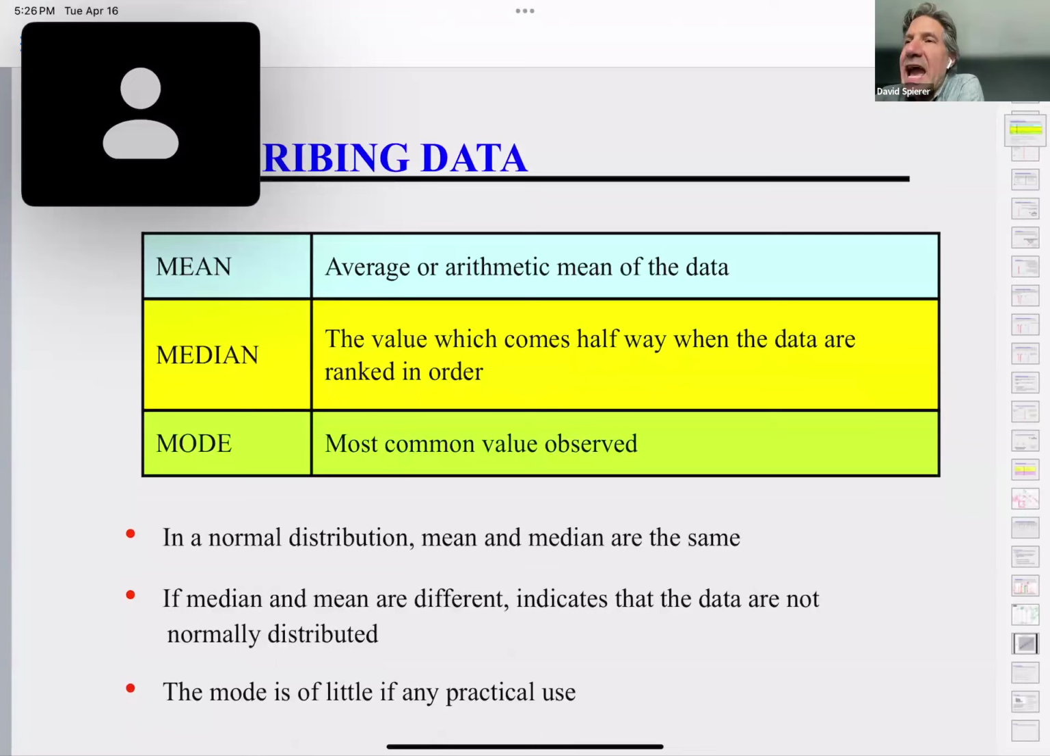But more than that, we're interested in the spread of the data around the average. So this is known as the standard deviation.